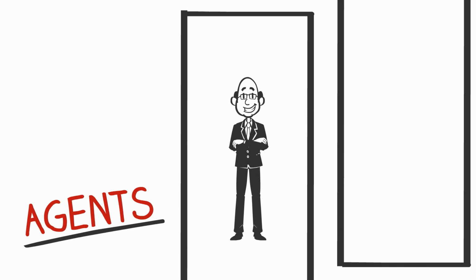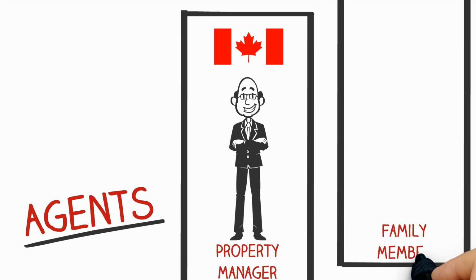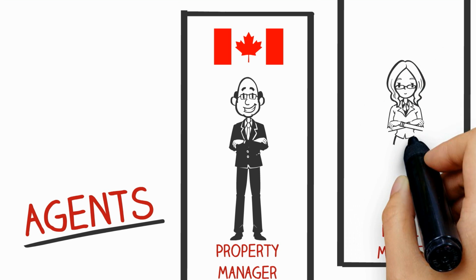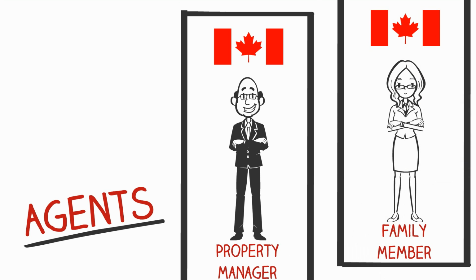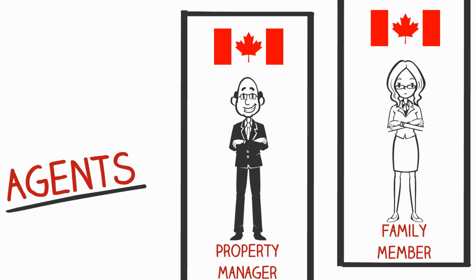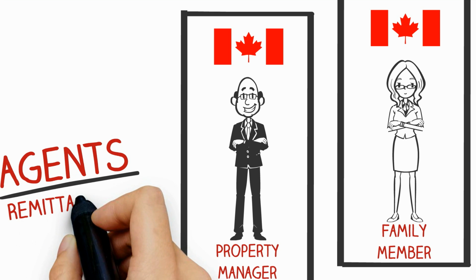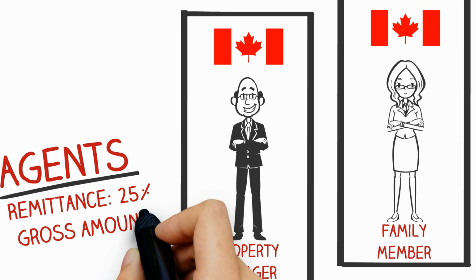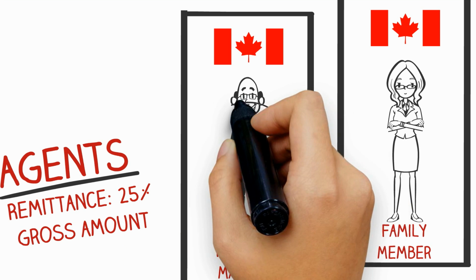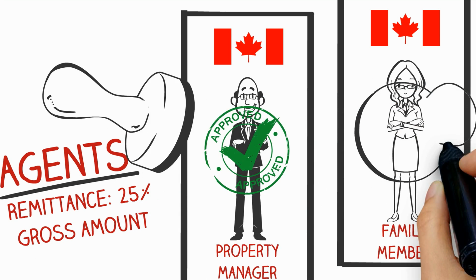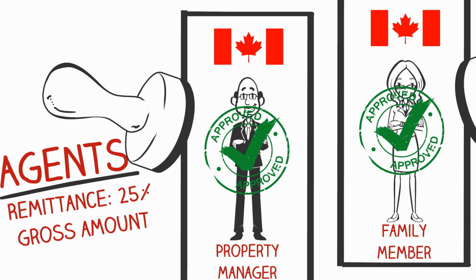Please note, in order to qualify for an NR6 waiver, you must appoint an agent who is a Canadian resident. This can be a property manager or a family member. The agent is expected to act on your behalf and make the monthly tax remittance. Also, it is important to note that the agent must continue remitting at the 25% rate of gross rents collected until the NR6 is approved by the CRA in writing.